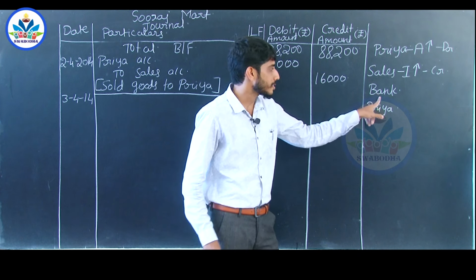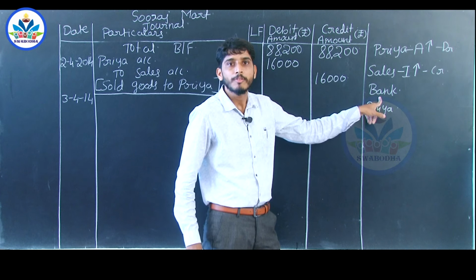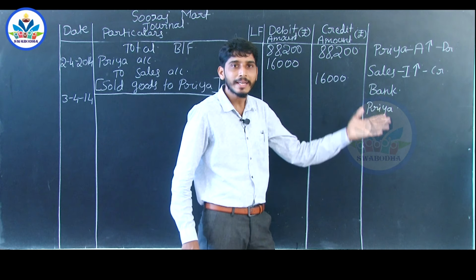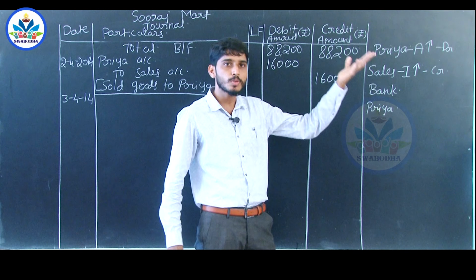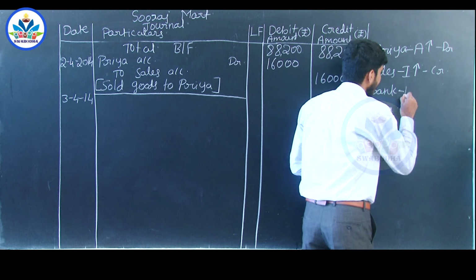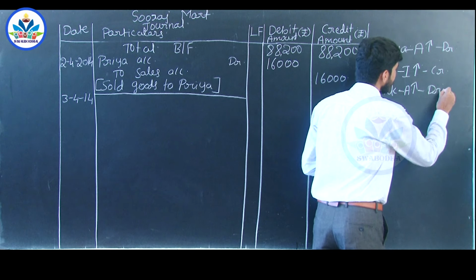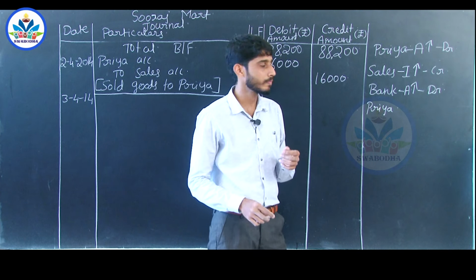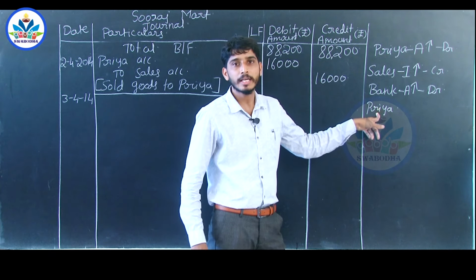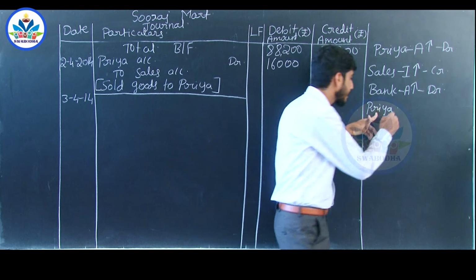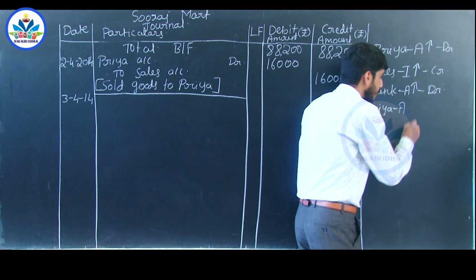We have received a check from Priya. That means to that extent the bank balance will increase. Bank is an asset, asset value increases. The rule says increase in an asset has to be debited. Priya is our debtor. Debtor means an asset for the business.